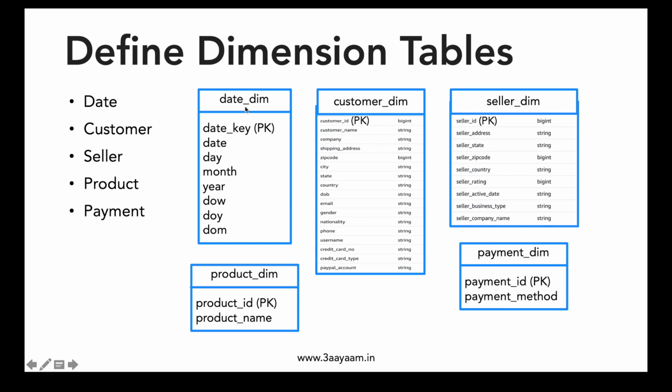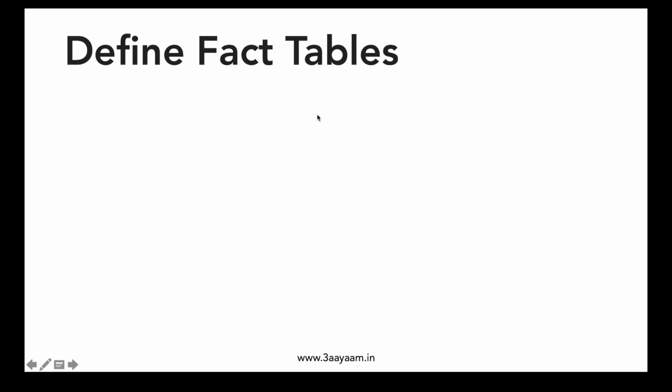Now, if you notice one thing, all the tables end with underscore DIM. This is actually a regular practice that a dimension table should be named so that it ends with underscore DIM. So these are the various dimension tables. What about the fact table? So the fact table would be order with individual products as line items.